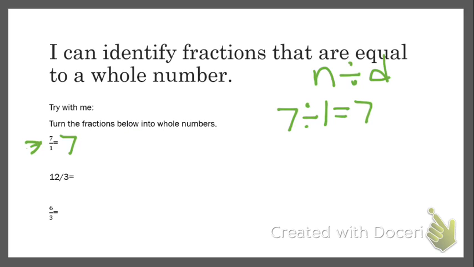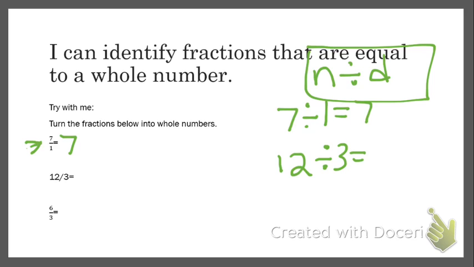So now let's do 12 thirds, okay? So think to yourself, which one's the numerator, which one's the denominator? Use this little guy right here to help you out. Set up your equation. Hopefully you did something like this, right? And then now I just need to figure out what 12 divided by 3 is. So go ahead, pause the video, and think, what is 12 divided by 3? 12 divided by 3 is 4 because 3 times 4 equals 12. So my answer is just 4.